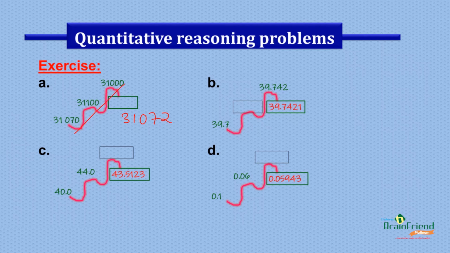Here, the answer to this question is 39.74. And for our third exercise, the answer is simply 43.5. And lastly, we have 0.059. If these were your answers, you are correct. Having learnt this much, we have come to the end of this lesson.